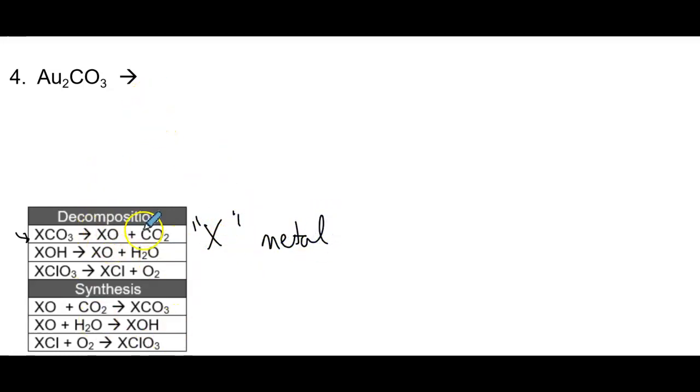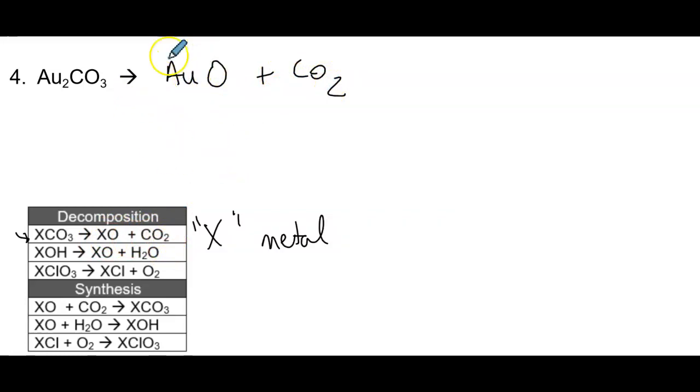So then it's going to go X with O. So what's my X? My X is Au with O, because that's what the metal is, and then CO2. That's what this tells us it forms. Okay, CO2 we know is good, but we have to think about this new relationship. How does it go together?